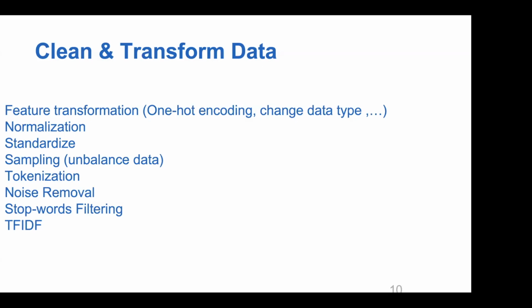So sometimes we have to work on the input data to make sure that our model sees what we want it to learn. Sometimes also when we have text data, we do tokenization, stop words filtering or removal, and TF-IDF, and there are so many more. I just wanted to mention some.